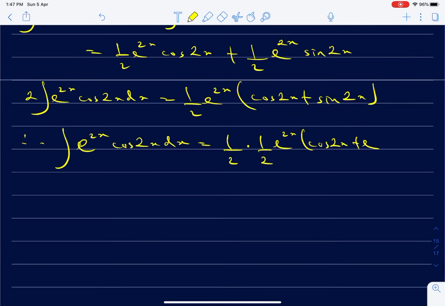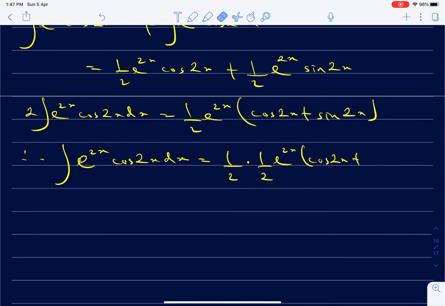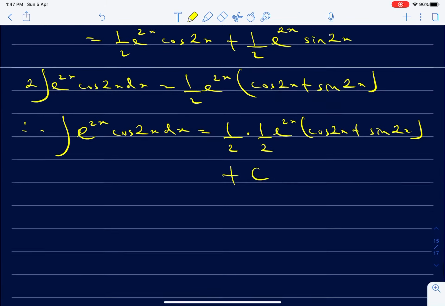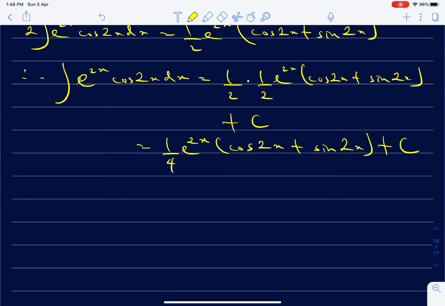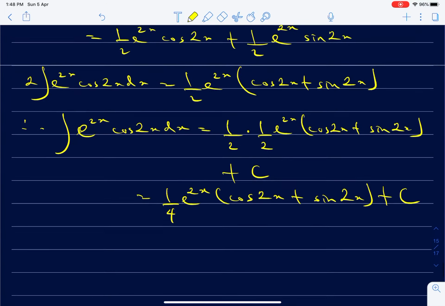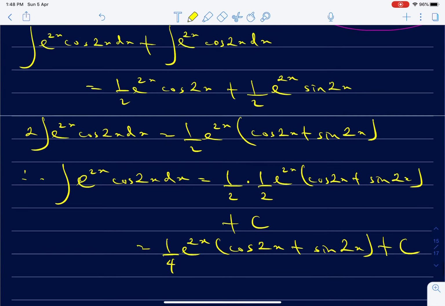Okay, I think it's still correct. Yeah, I think it's correct now. That's the same as cos 2x plus sine 2x plus c. And that's finally 1 over 4 e raised to the power 2x multiplied by cos 2x plus sine 2x plus c. And that's it finally. If you are careful enough, you're not going to make mistakes and you get the correct answer. And that's it very, very simply.